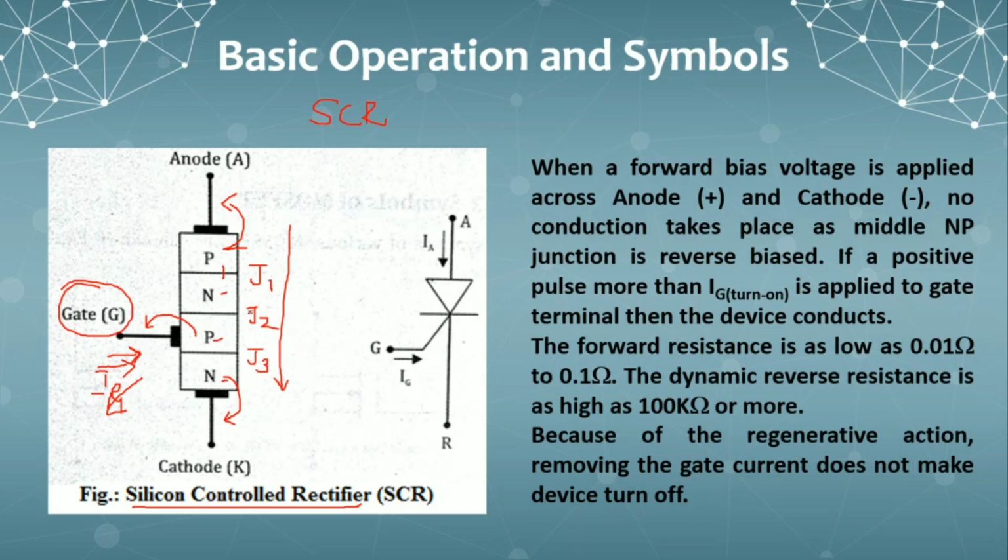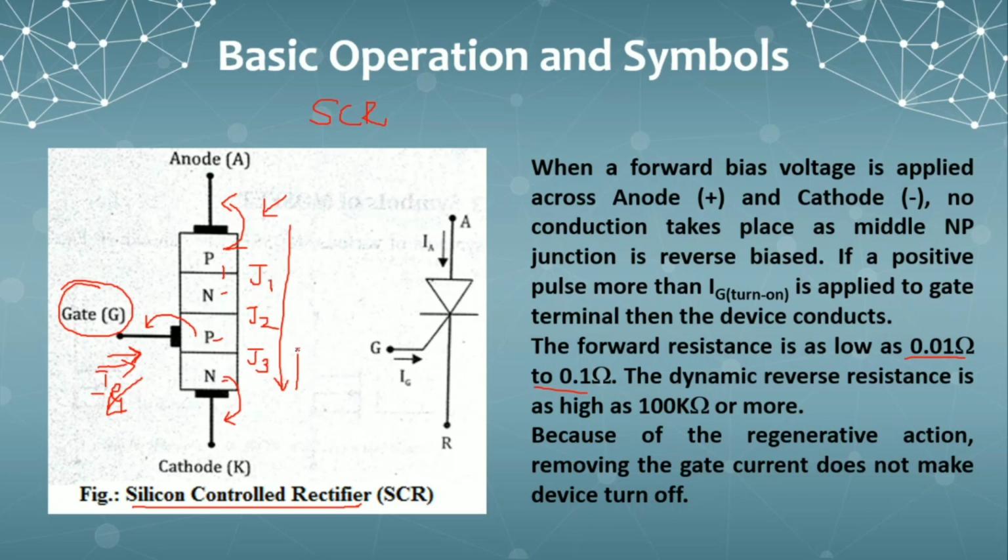To turn off the SCR, we require some commutation techniques. Using the turn off techniques, we have to turn off the SCR. The forward resistance of SCR is very low. Why do we use SCR? Because it has very low forward resistance, that is 0.01 ohm to 0.1 ohm, a very minute value of resistance.